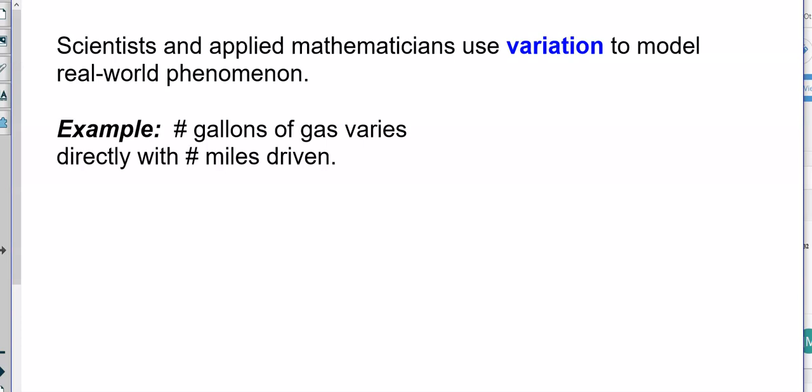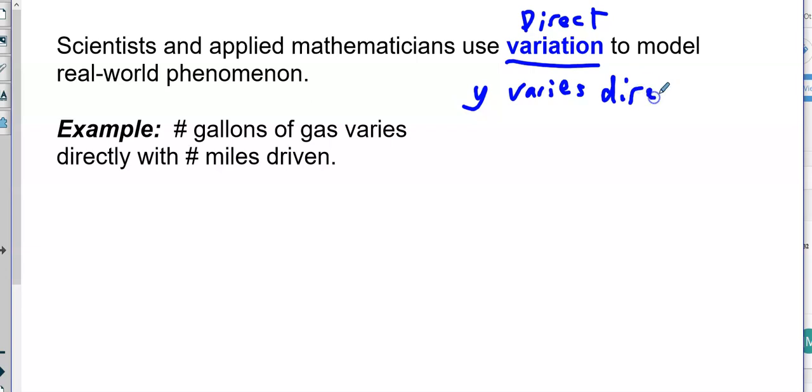So today we're talking about variation. Specifically, we're going to talk about what's called direct variation. Typically, you're going to see very mathy terms like you might see y varies directly as x. They have a direct relationship, the y and x values.